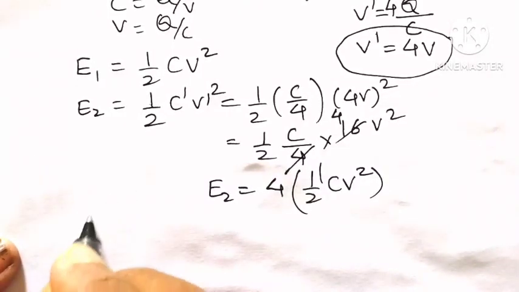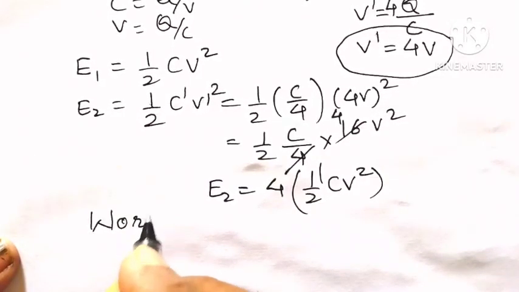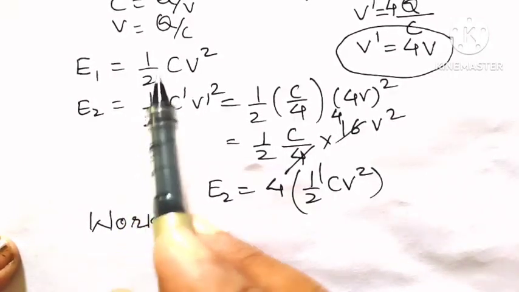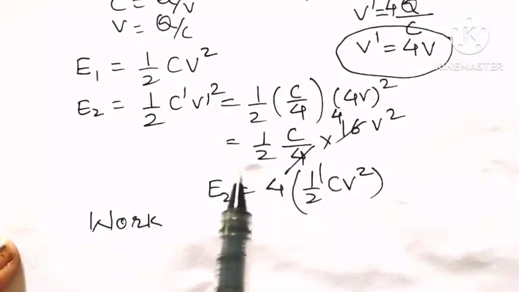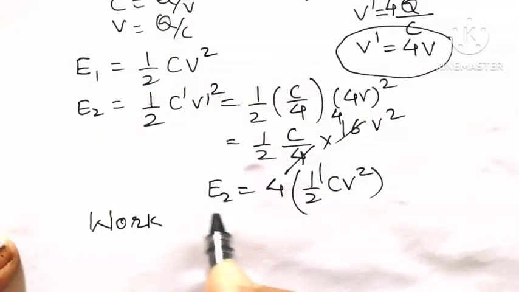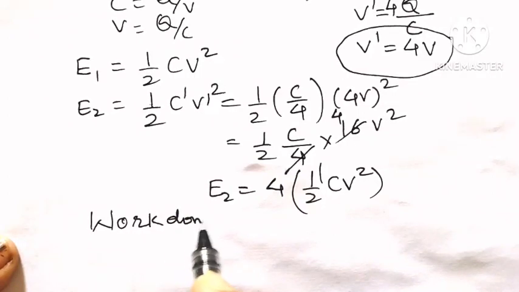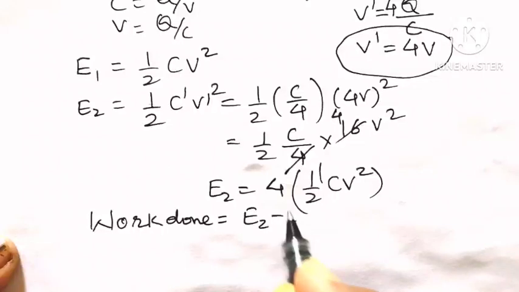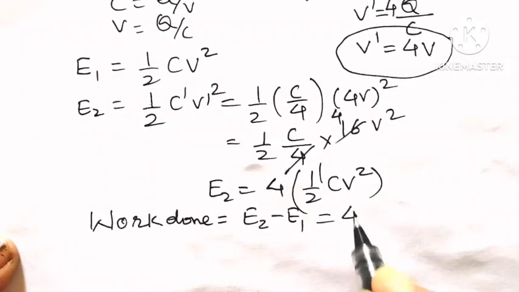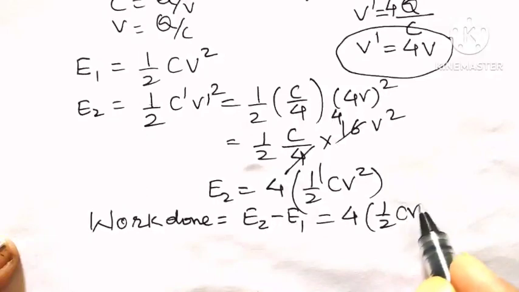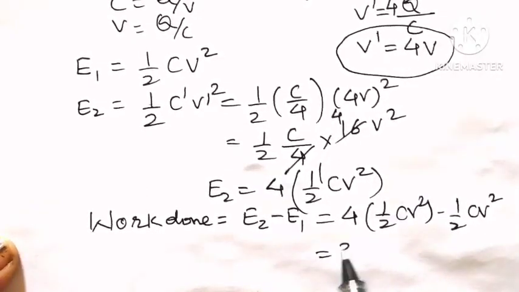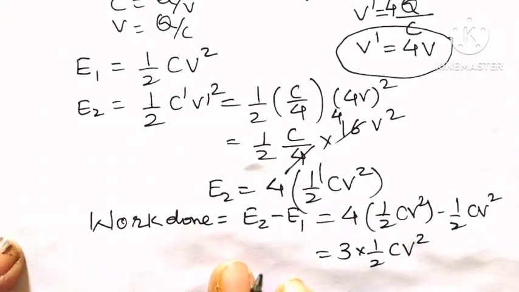Now, the amount of work done to pull the plates apart: see here, initially we have this much amount of energy. After pulling the two plates, the energy that remains stored in the capacitor is E2. So work done is equal to E2 minus E1, that is equal to 4 times half CV square minus half CV square. So that is equal to 3 times half CV square.